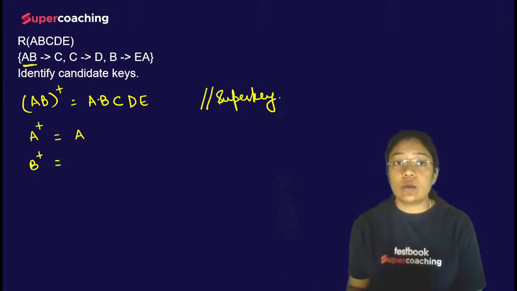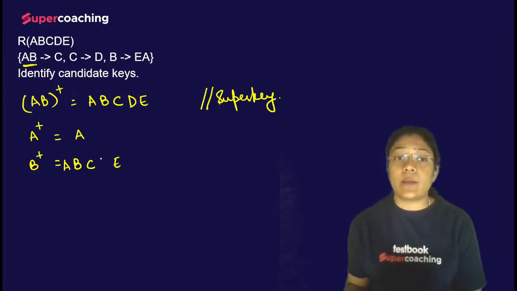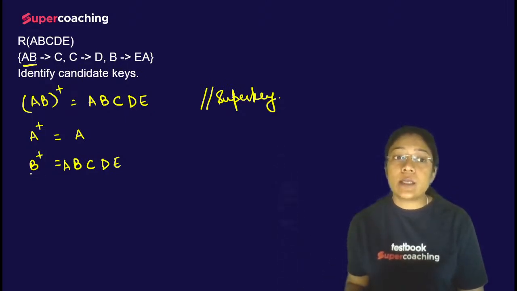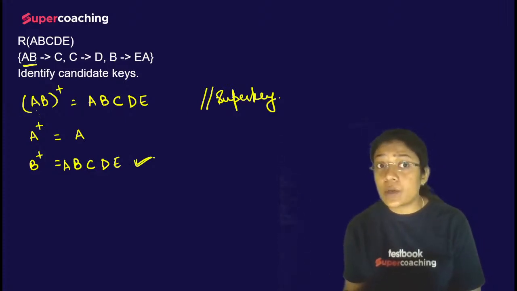Next one is B closure. B is determining itself. B is determining EA. So we are getting here A and E as well. AB have now come. AB together are determining C, and C is determining D. So this means that a proper subset of AB is determining all the attributes of the relation. So we will say that AB is a super key but not a candidate key.